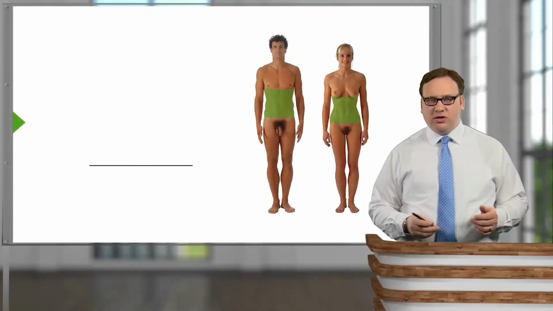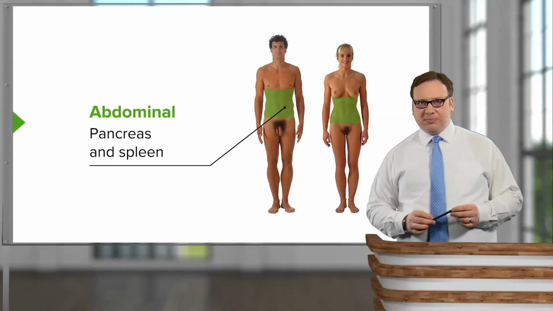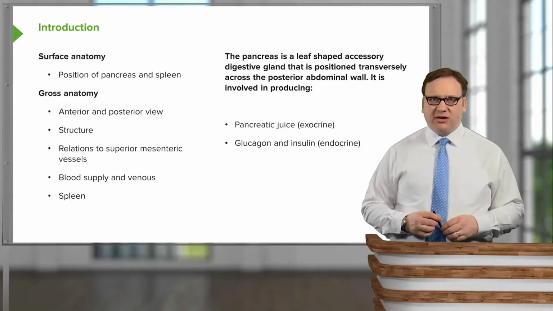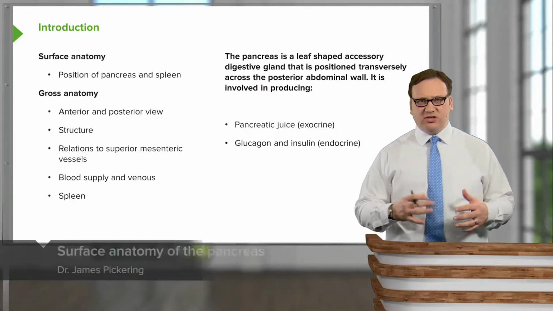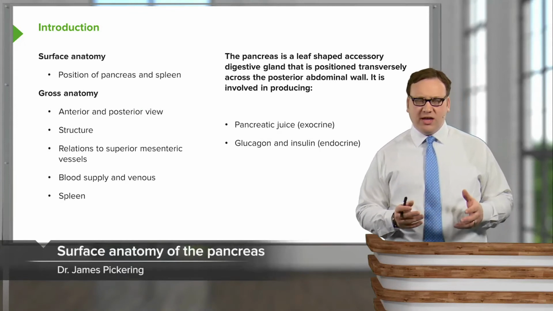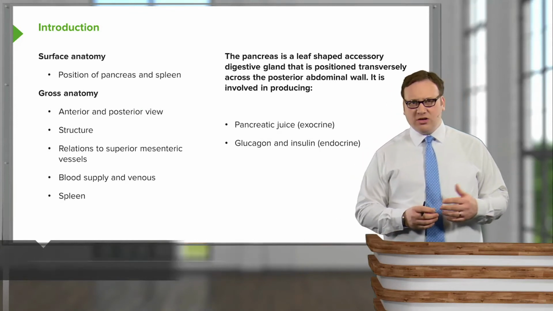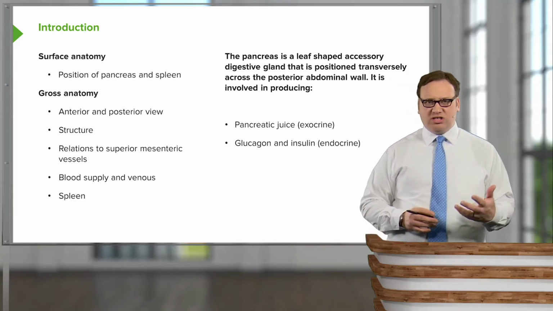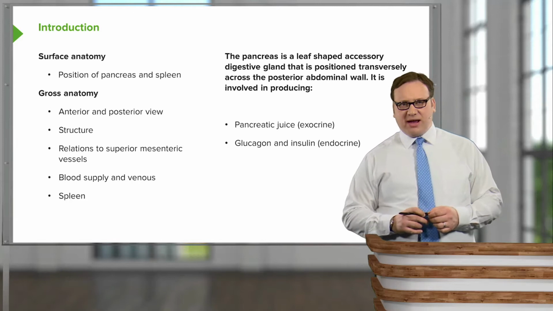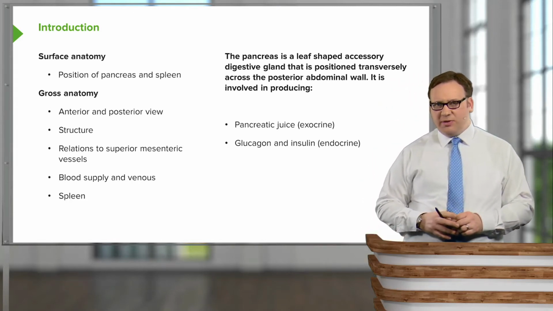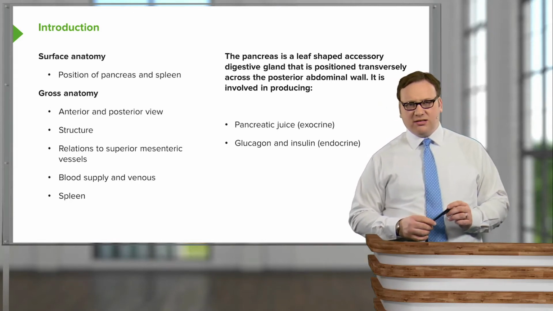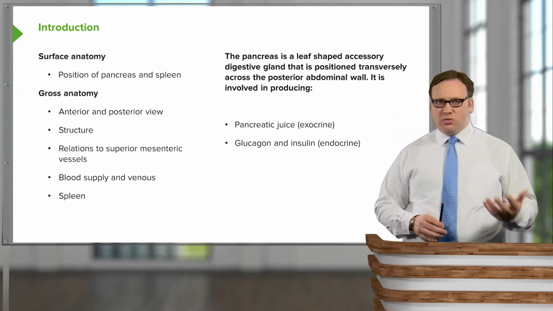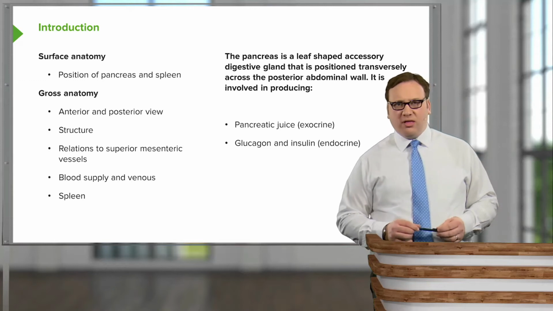In this lecture, we'll look at the pancreas and spleen. So we'll start off by looking at the position of the pancreas and spleen and how they project onto the surface. We'll then look at the gross anatomy, look at the anterior and posterior views of the pancreas. We'll look at its structure. We'll look at the relationship the pancreas has specifically to the superior mesenteric vessels. And then we'll look at the blood supply and its venous drainage. And then towards the end, we'll look at the anatomy of the spleen.